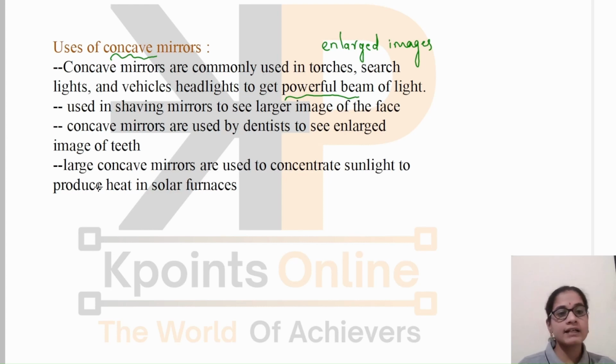Large concave mirrors are used to concentrate sunlight to produce heat in solar furnaces. In solar furnaces, the sunlight is trapped for the production of heat. Concave mirrors have the property of converging light rays. So, in order to concentrate a large number of rays at a specific point, we use this kind of concave mirror, so that a large amount of light is trapped in the solar furnace. This is about the uses of concave mirrors.